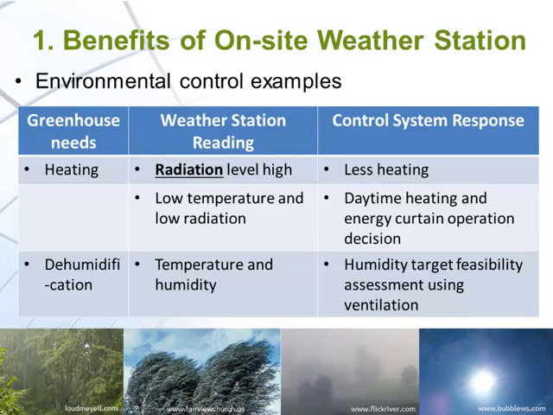For example, when outside temperature is extremely low and the sky is overcast, it may not be justified to open the energy curtain to raise greenhouse temperature when the radiation level is low. Plants need sufficient light and certain temperature for efficient photosynthesis. When the light level is limiting, raising temperature alone will not improve photosynthetic efficiency.